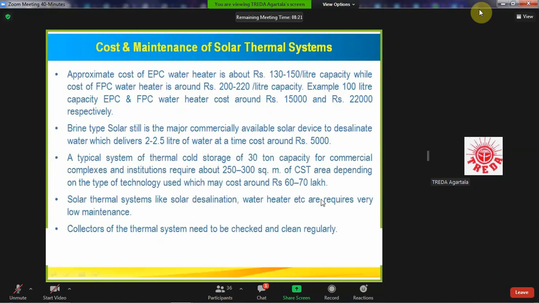Cost of maintenance of the thermal system, therefore cost of the system. You see, Professor Himmat Singh, per liter capacity, while the cost of the FPC water heating is around 220 per liter capacity. Example, 100 liter capacity.